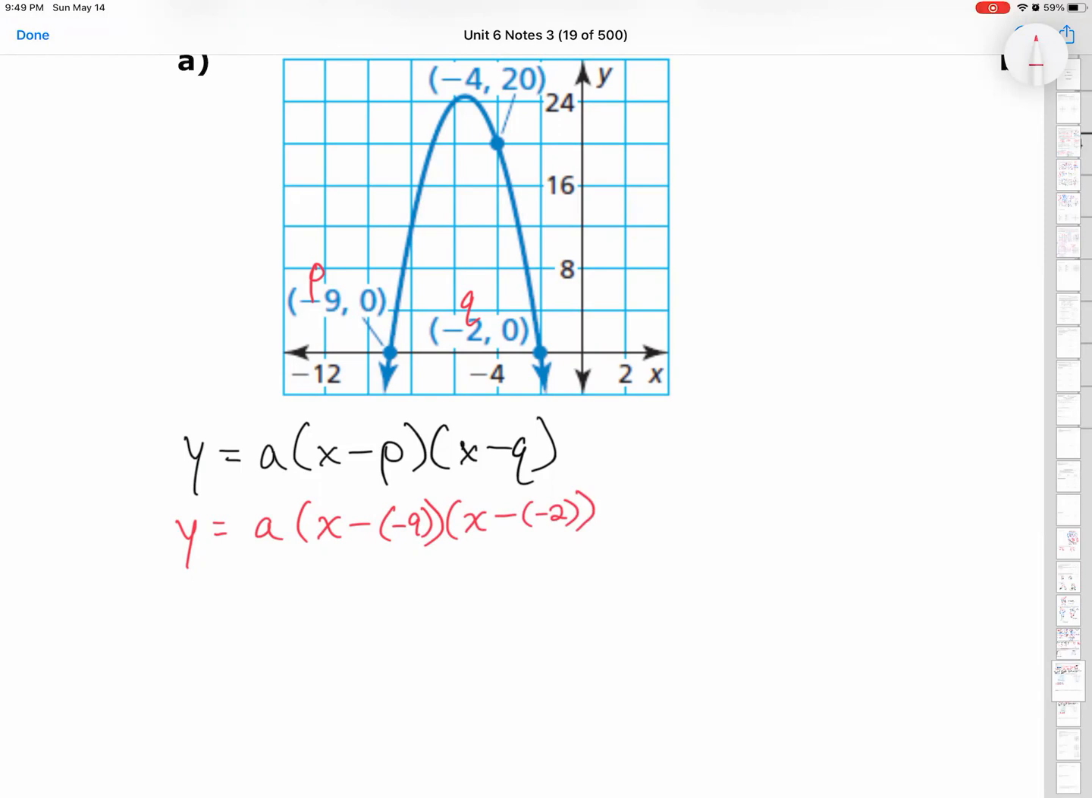And then we're going to go ahead and just clean this up a little bit with the signs. We have y equals a times x plus 9, because the opposite of a negative is a positive. And then likewise here, x plus 2.